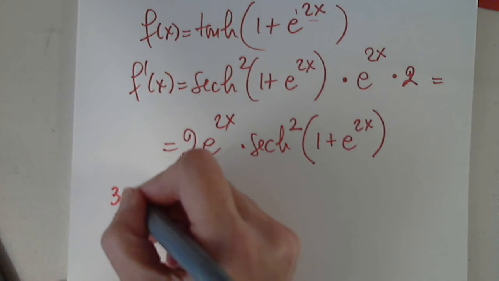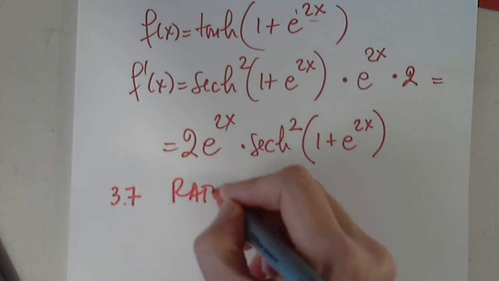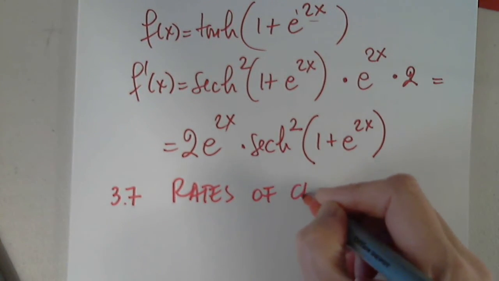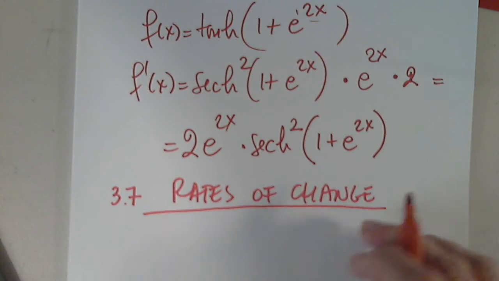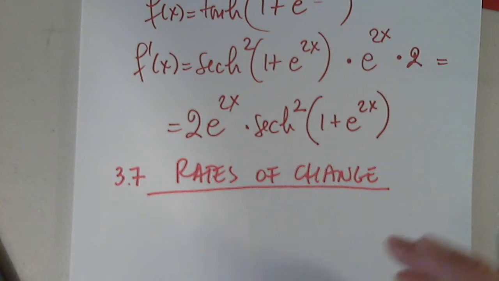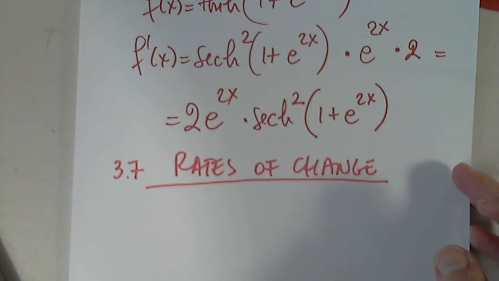Now, the next section, 3.7, deals with rates of change in different fields. You can say again, rates of change. Again, you've been talking about rates of change from day one, from 2.1. Yes, that's true. We're going to go back to different applications.